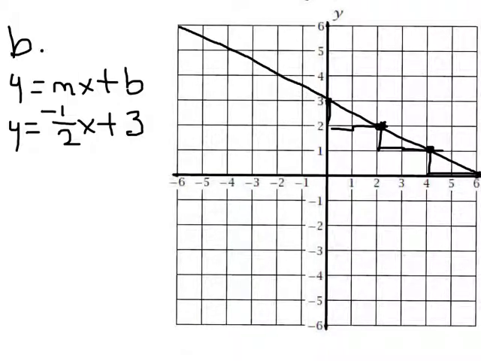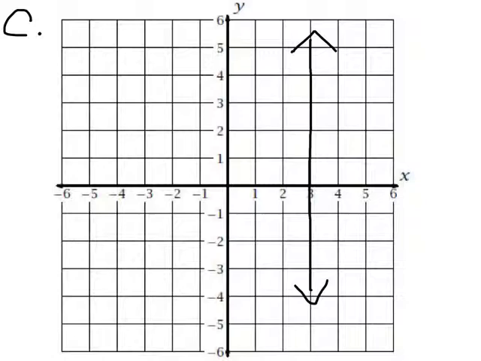Okay, let's go to the next one. Now this is a vertical line. It doesn't touch y at all. It touches x on the positive 3, so the equation of this line would simply be x equals 3. Okay?